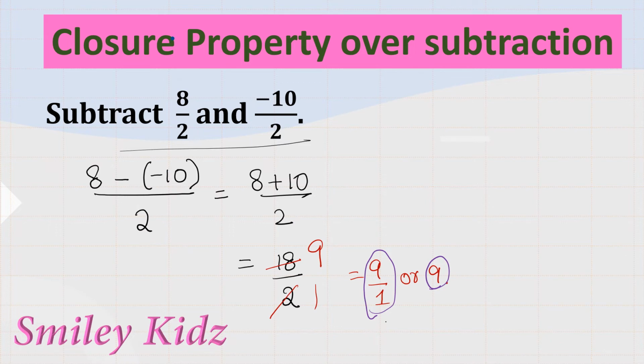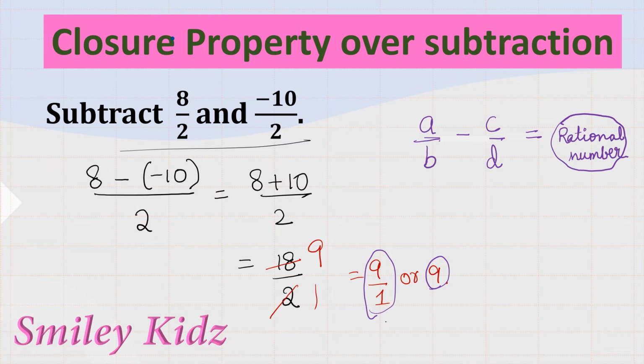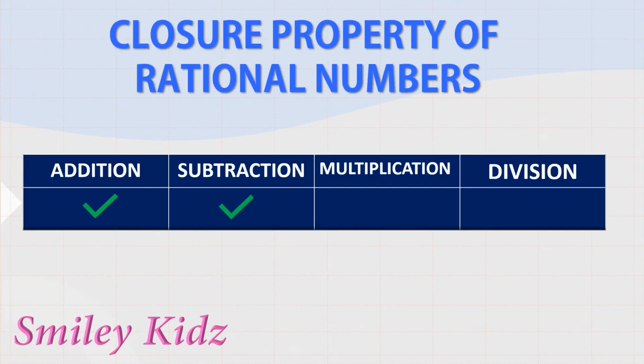So, rational numbers are closed under subtraction too. That is, for any two rational numbers, let's take a by b minus c by d, the result obtained will always be a rational number. So, rational numbers are closed under subtraction. We have successfully filled the second block too.